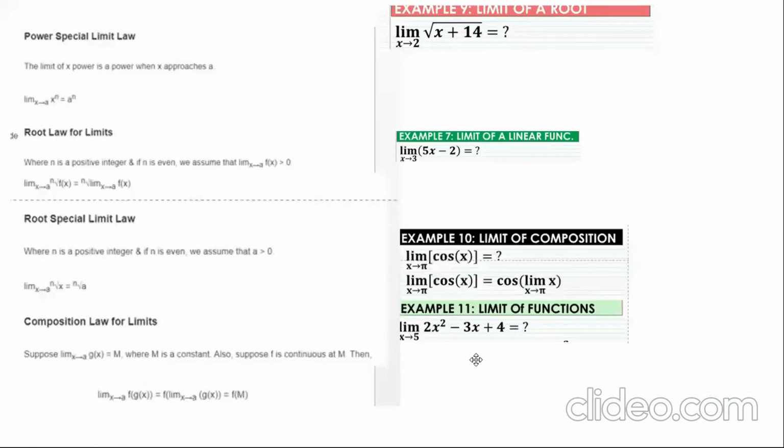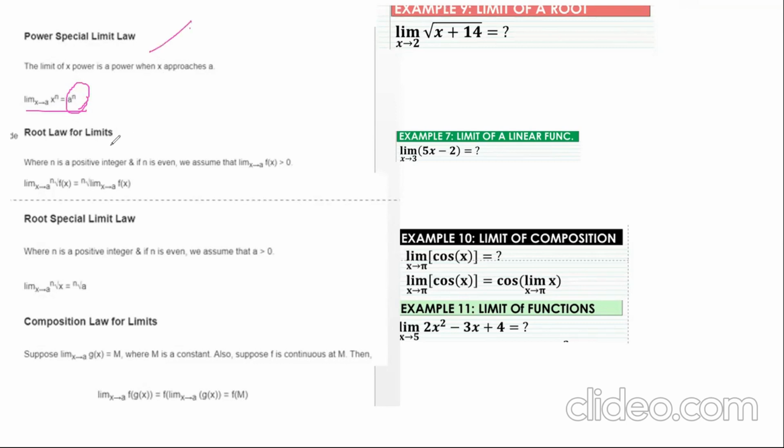Now let us observe a special power law. What is that special power law? You see here, limit x tends to a of x power n is equal to a power n. Simple, no? As x tends to a, x power n is a power n. This is a direct rule.